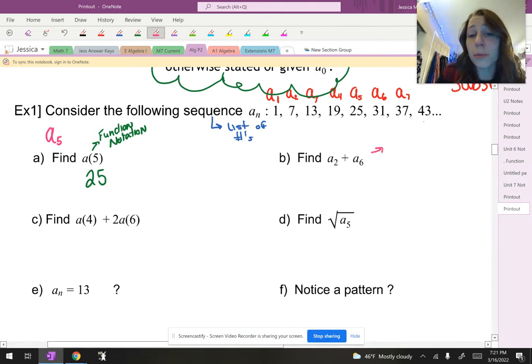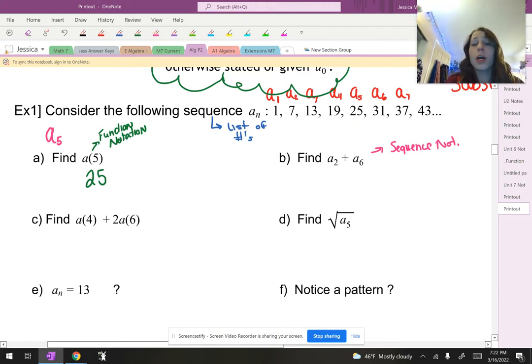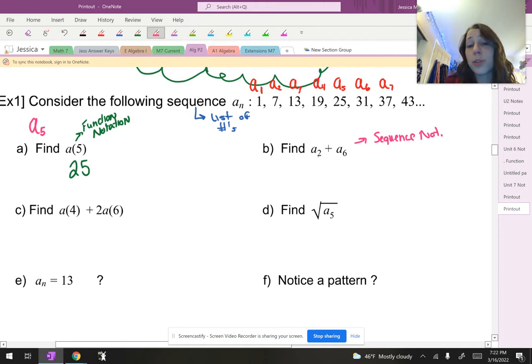We have your sequence notation. So this is asking me to take a sub 2 and add it to a sub 6. Easy enough. A sub 2 is 7 plus a sub 6 is 31, would give us 38.